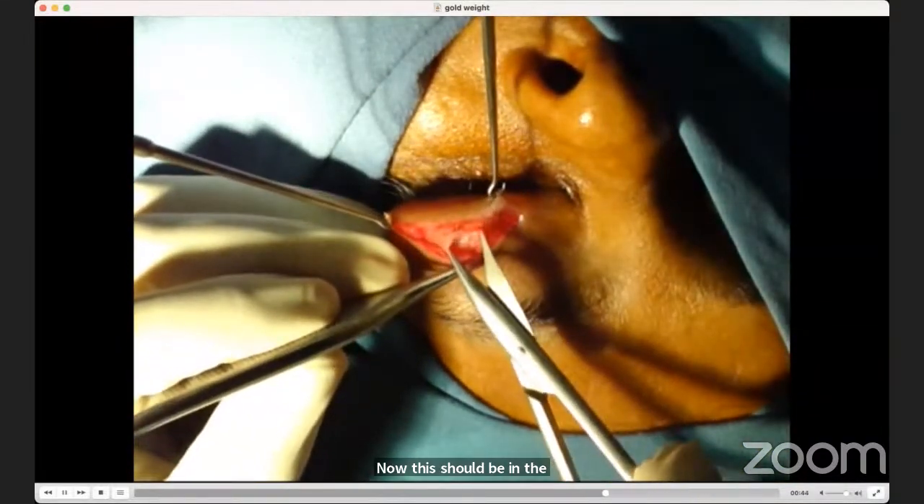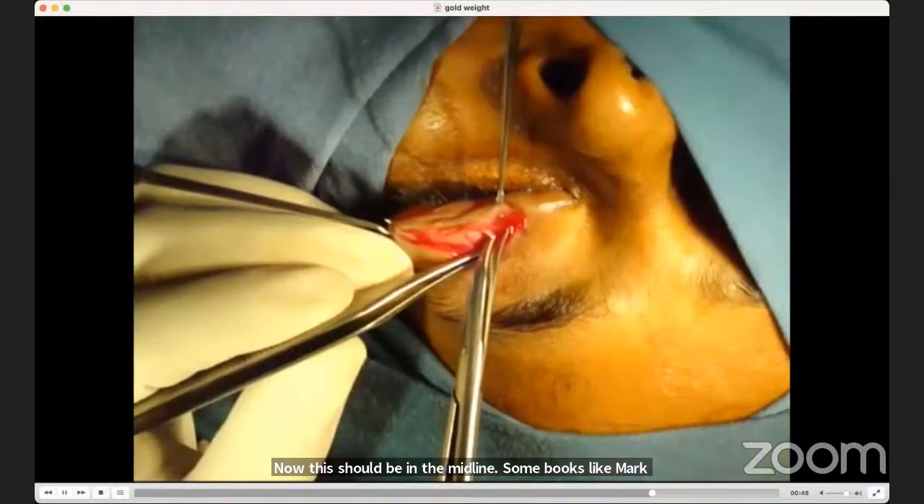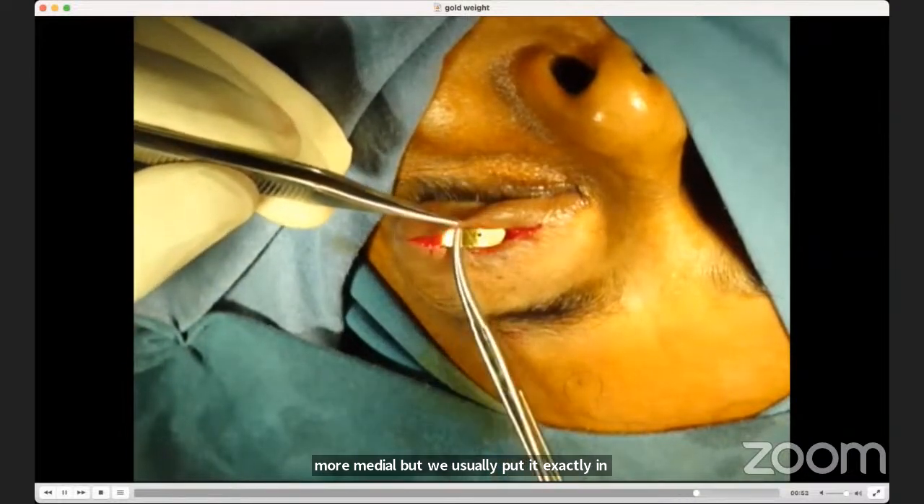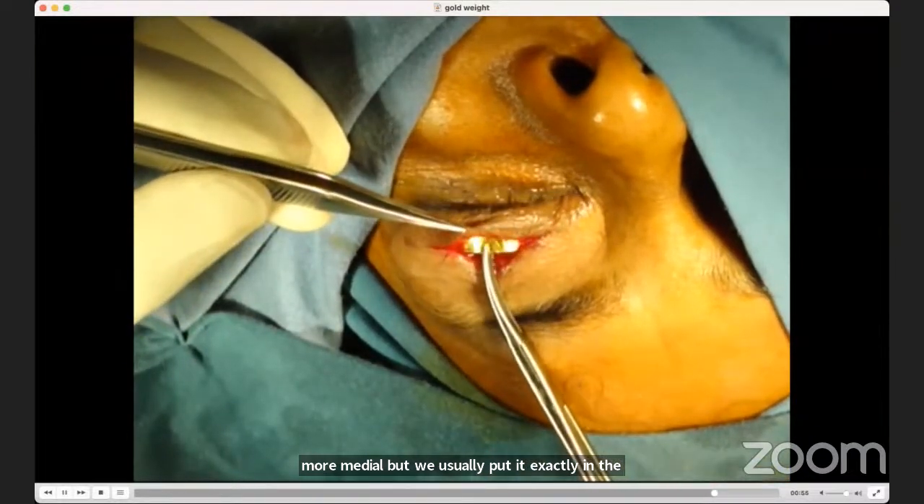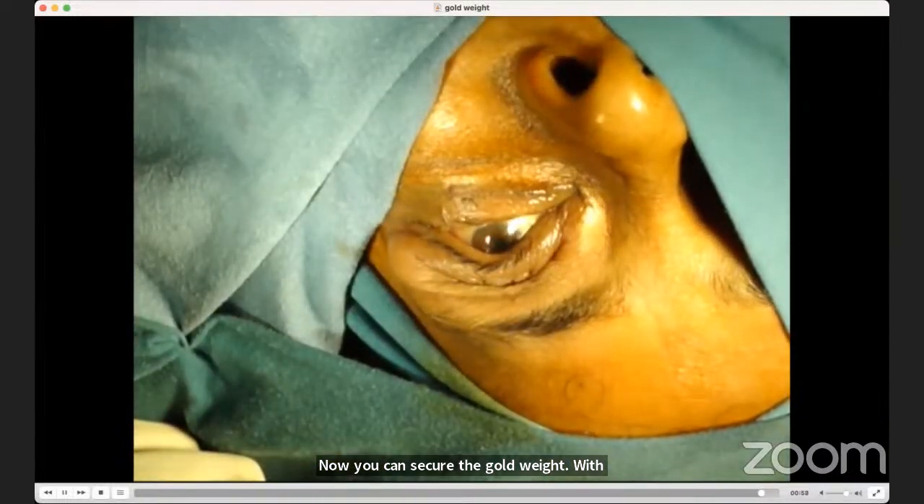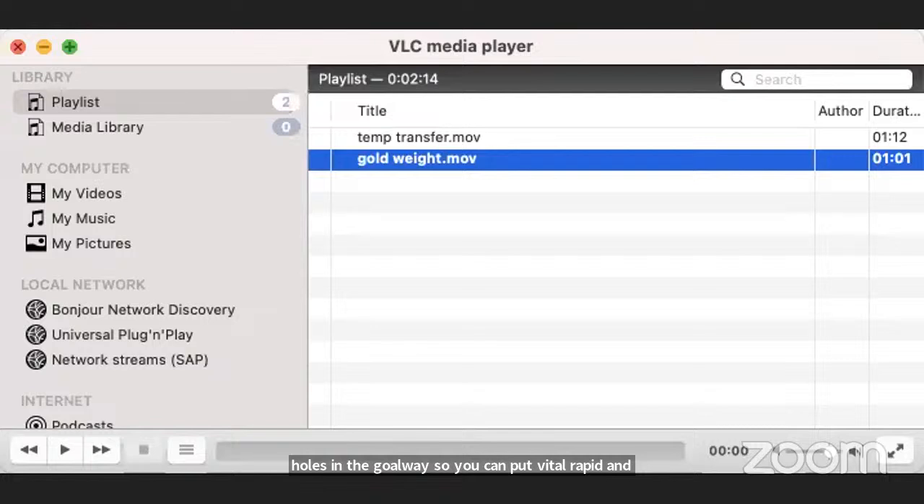Some books like Mark May say that you have to put the gold weight slightly more medial, but we usually put it exactly in the midline for the patient. Now you can secure the gold weight; there are two holes on the gold weight, so you can put Vicryl Rapide and secure it there. And this whole procedure is done under local anesthesia, so the patient can show immediately that they're closing.